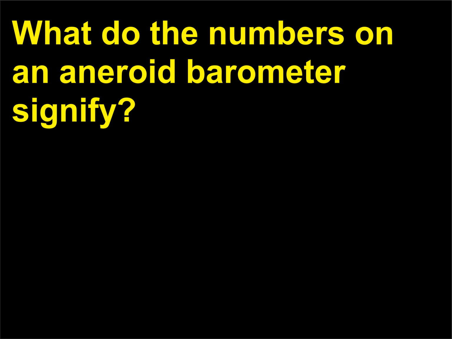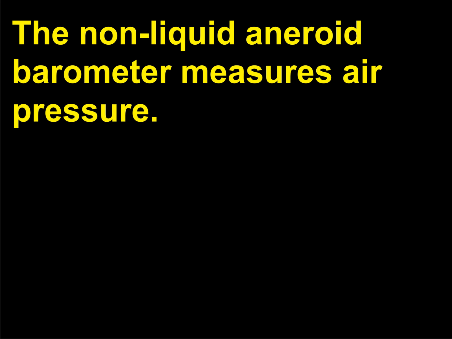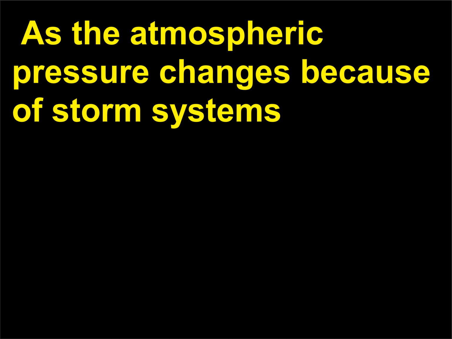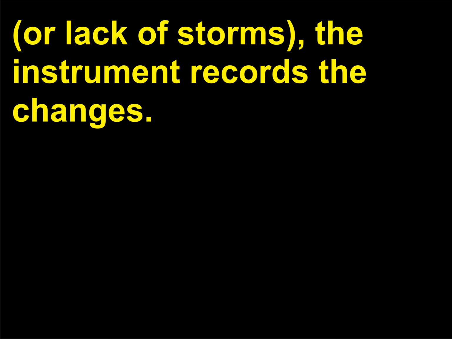What do the numbers on an aneroid barometer signify? The non-liquid aneroid barometer measures air pressure. As the atmospheric pressure changes because of storm systems or lack of storms, the instrument records the changes.